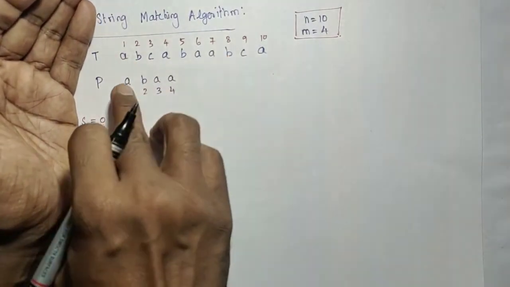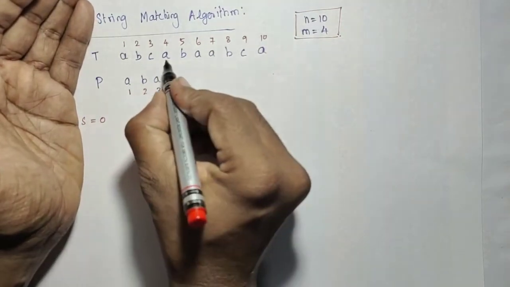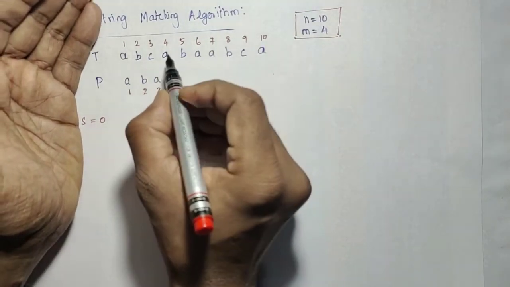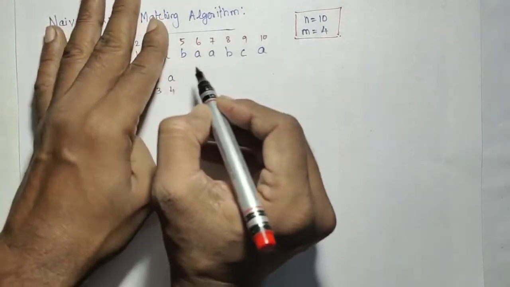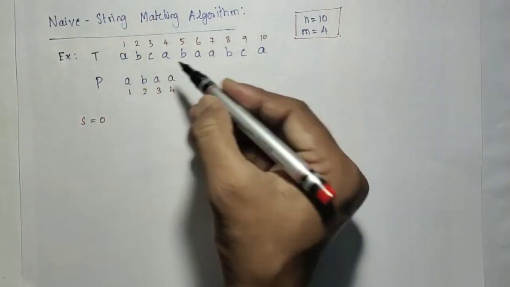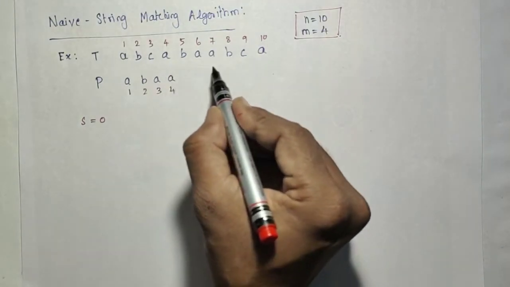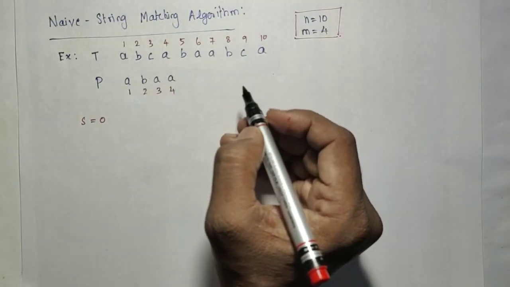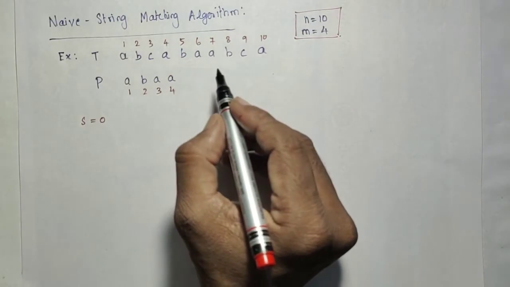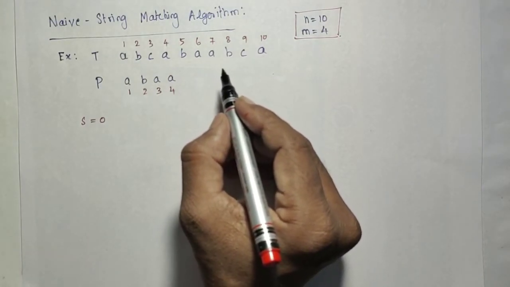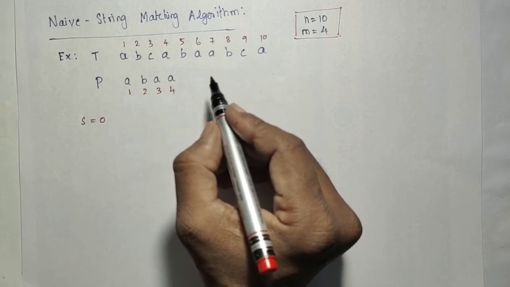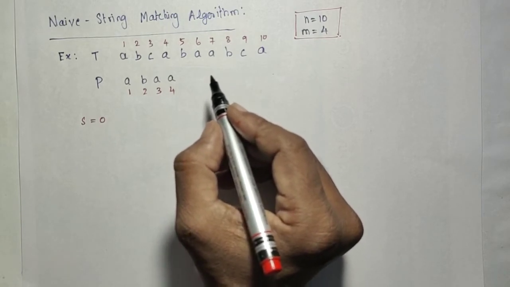ABAA is found here: 1, 2, 3, 4. So after shifting 3 characters, 1, 2, 3, we obtained the pattern in the string. So we need 3 shifts to obtain the pattern, and we have to give that as the output. So the output is the number of shifts required to obtain the pattern.